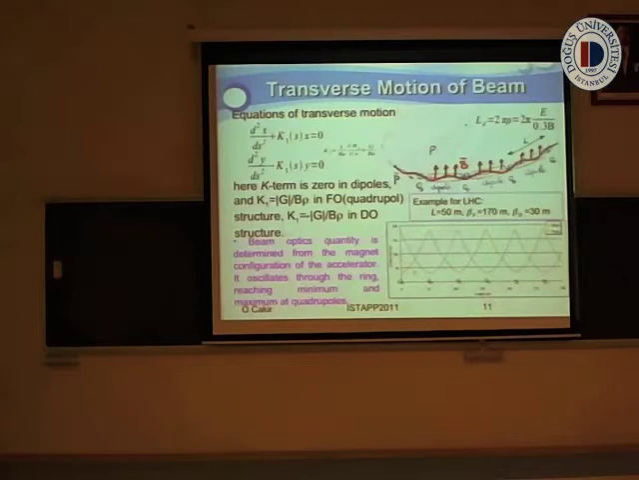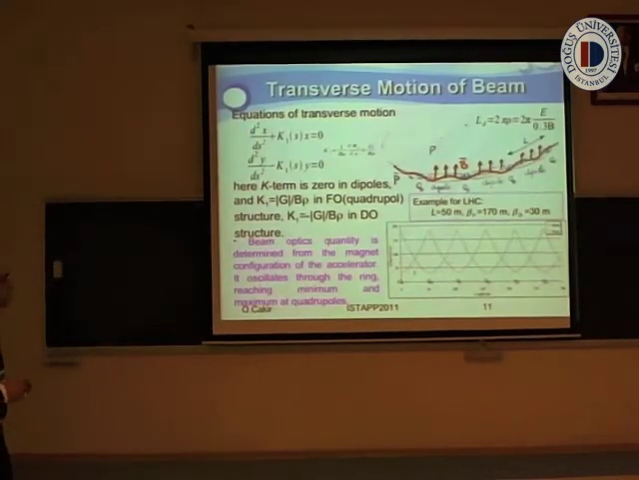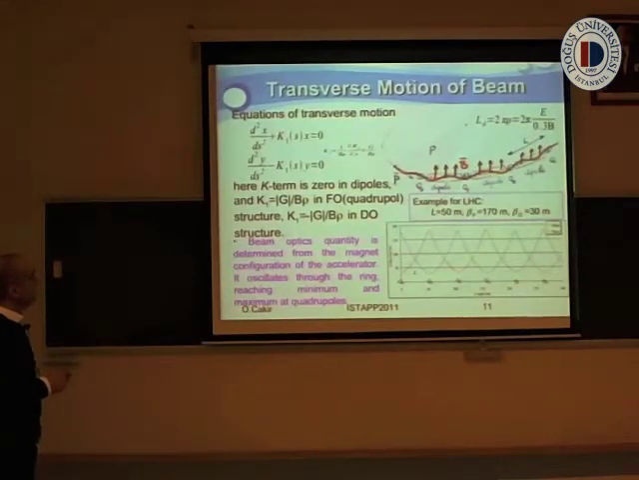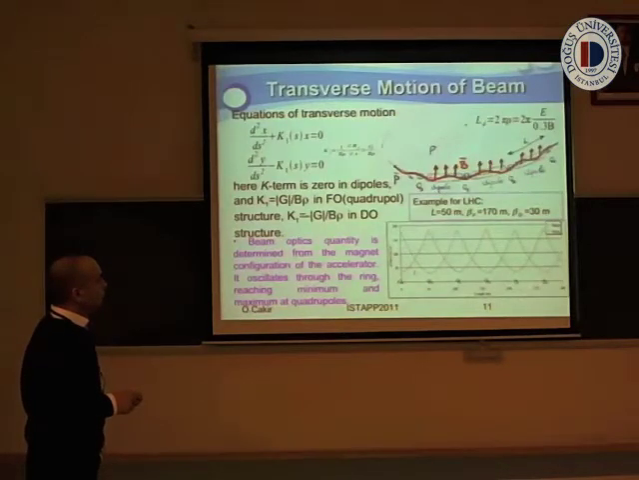The beam oscillates in its path. Here you see dipoles and the quadrupoles. They are in focusing and defocusing structure. We want to simulate this structure. We have the second order differential equation for the transverse motion, this one for x direction, this one for y direction. And the k term is zero in dipoles.